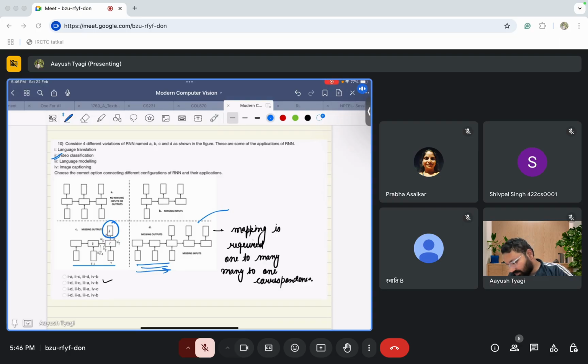In image captioning, what is happening is you see an image and you can have multiple outputs. Suppose there is an image of a boy with a dog. This is only one input, and you have the output: the boy standing next to the dog.